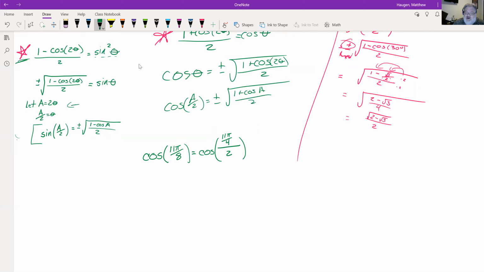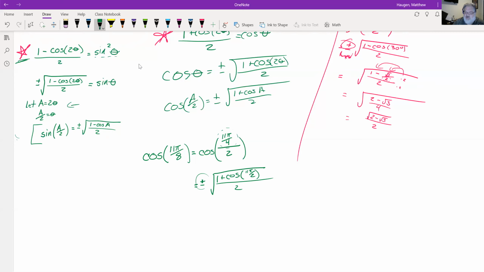And we know about 11 pi over 4. 11 pi over 4 is one of our standard angles. So that allows us to turn this into plus or minus. Again, we have to pick one of those. We can't just leave that there. Plus or minus the square root of 1 plus the cosine of that known angle, 11 pi over 4, all divided by 2.